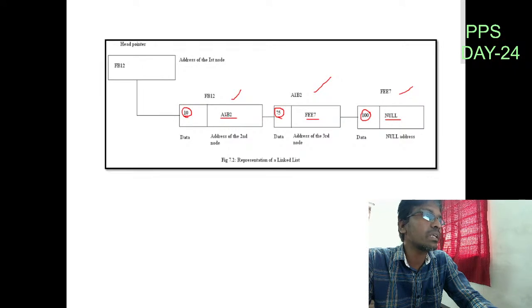And similarly, the address of the first node is stored in the head pointer. So the head pointer contains the address of the first node. This address is going to be stored in the head pointer. So the head pointer always contains the starting node address.